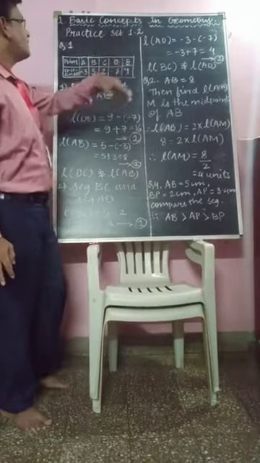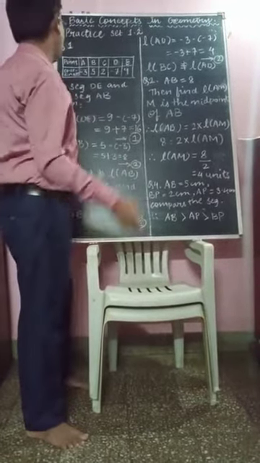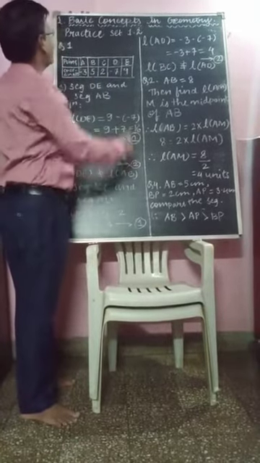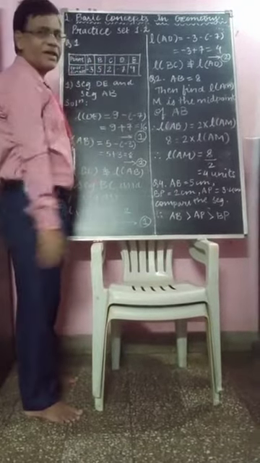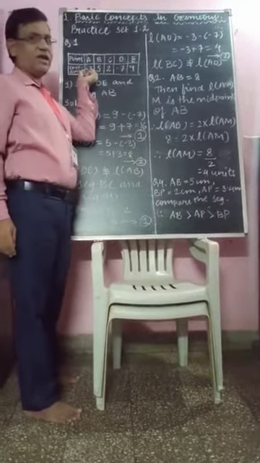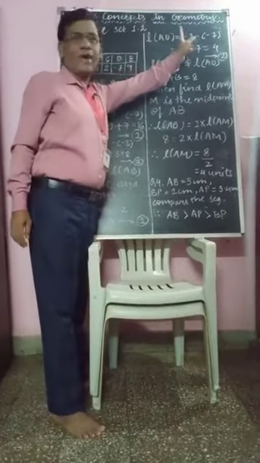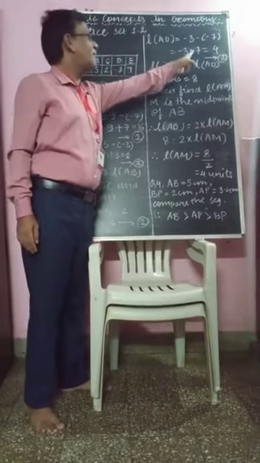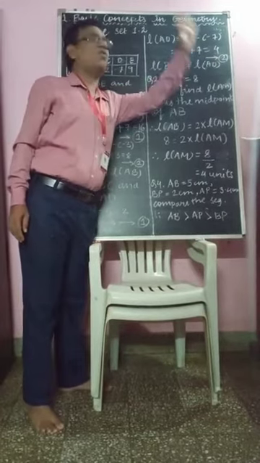Now you have to find out the length of AD. What is the length of AD? A has coordinate -3 and D has -7. Now here -3 and -7, which is the greater? Greater is -3. So first you have to take -3. So length of AD is equal to -3 minus -7. So you get -3 plus 7. Minus minus becomes plus. So -3 plus 7 is 4.